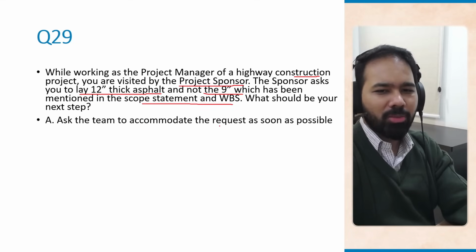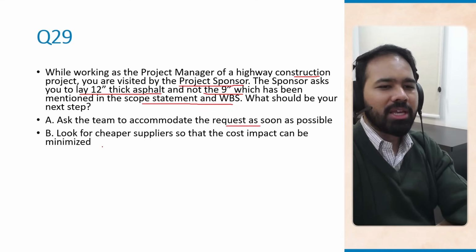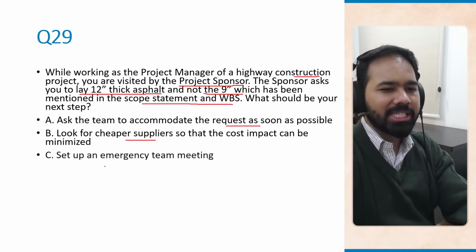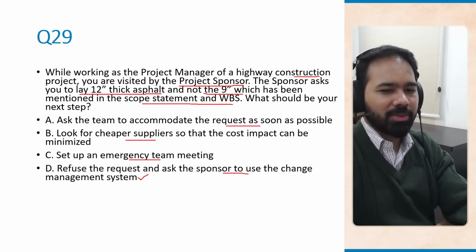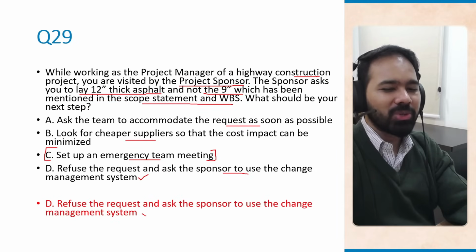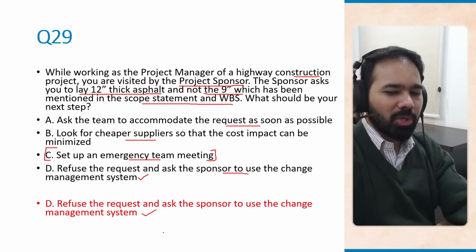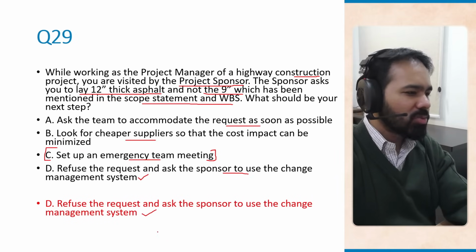Ask the team to accommodate the request as soon as possible. Look for cheaper suppliers so that the cost impact can be minimized. Set up an emergency team meeting. Refuse the request and ask the sponsor to use the change management system. A lot of project managers on real life projects would actually do the first option, but this is not the right answer. The right answer is to refuse the request and ask the sponsor to use the change management system.